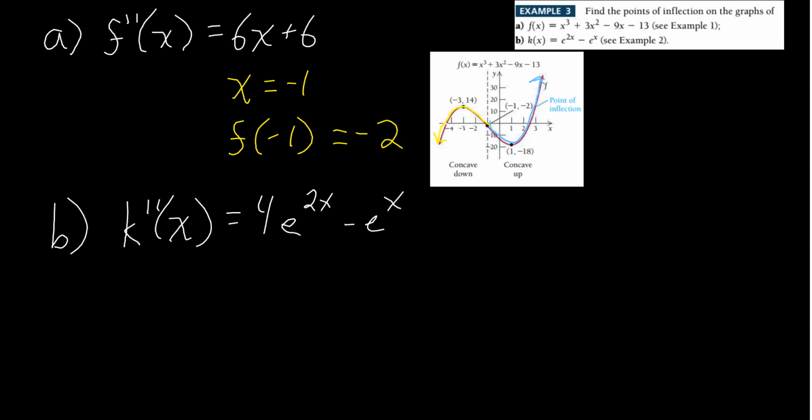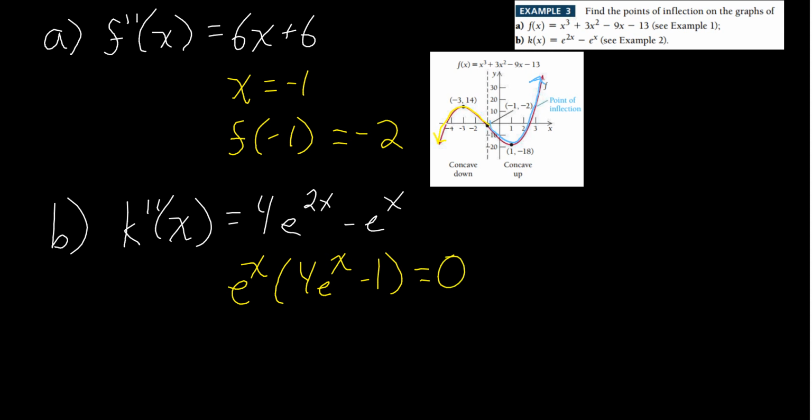Okay. All right. So again, what I have to do is set this equal to 0, and by setting that equal to 0, I will have my inflection point. Not my second derivative, my inflection point. We can't necessarily do this as easily in our head, but we know we can factor out an e to the x. So e to the x leaves me with 4e to the x minus 1. Set that equal to 0.